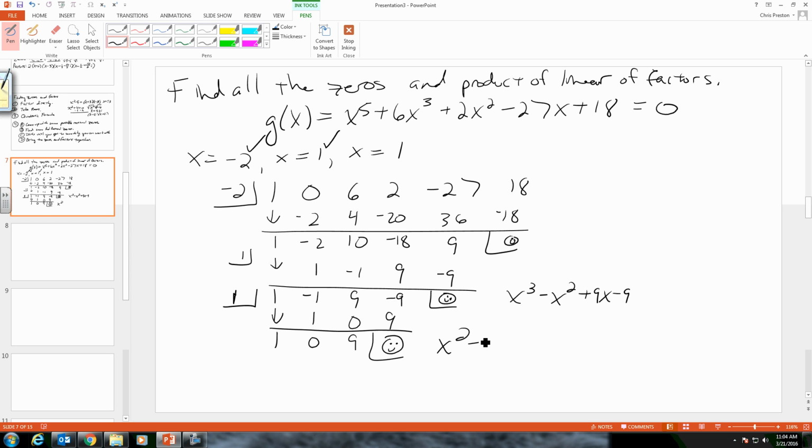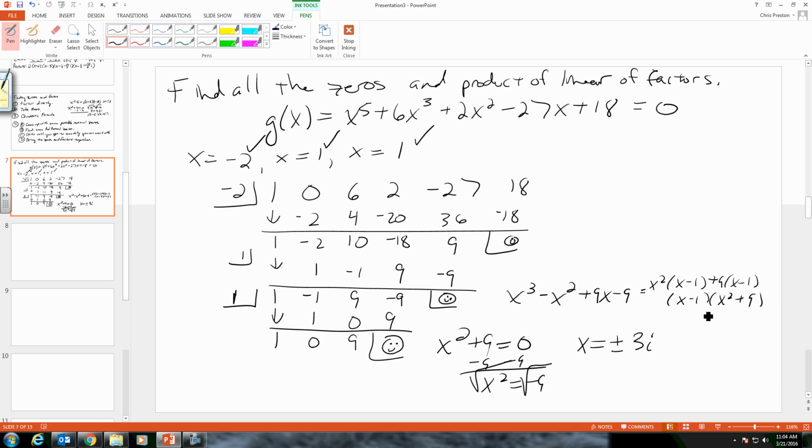So x squared plus 9 equals 0. I could move the 9 over. X squared equals -9, take the square root. X equals plus or minus 3i. Square root of -9 is plus or minus 3i. All right, so that worked. And again, if you would have factored this, you would have gotten x squared times x minus 1 plus 9 times x minus 1. So x minus 1 times x squared plus 9. And there is your 1. So you get the same answer both ways.